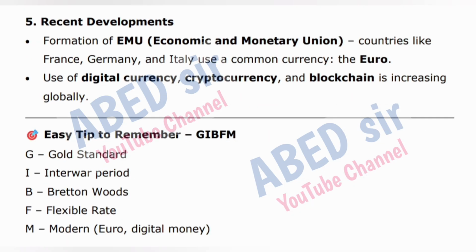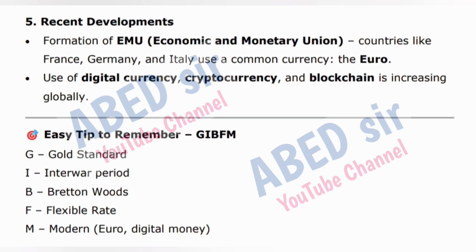5. Recent developments. Formation of EMU, Economic and Monetary Union. Countries like France, Germany, and Italy use a common currency, the euro. Use of digital currency, cryptocurrency, and blockchain is increasing globally.